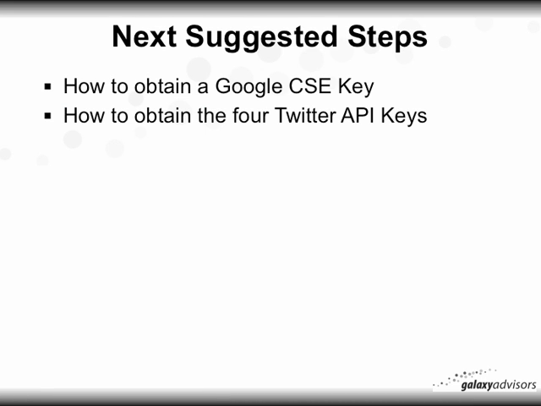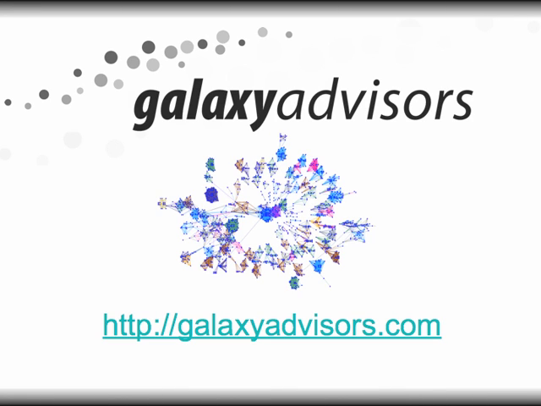So the next suggested steps are how to obtain a Google CSE key to use the Google custom search engine, and also how to obtain the 4 Twitter API keys to conduct Twitter search. And with that, your Condor is ready to start and running, and your installation is complete. And we hope you enjoy using Condor 3 for your network analysis.